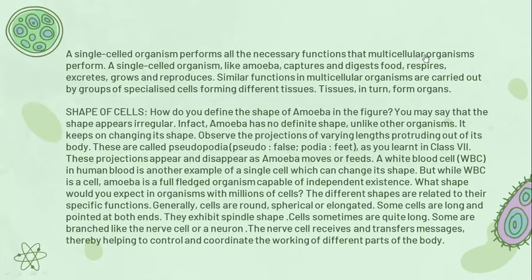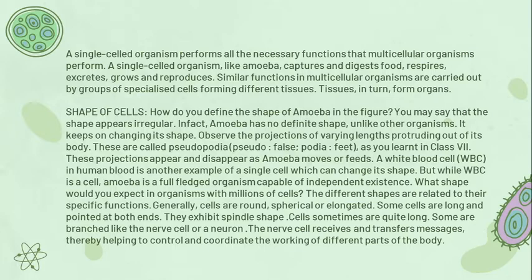But while a WBC is a cell, an amoeba is a full-fledged organism capable of independent existence. The amoeba secretes, excretes, respires, digests food, reproduces, grows, etc.